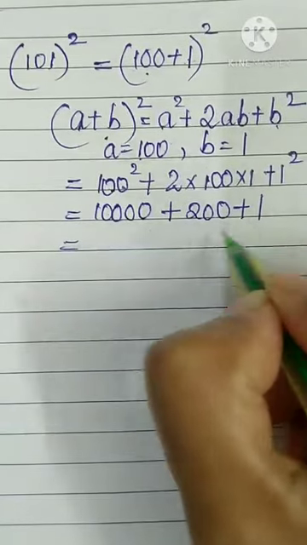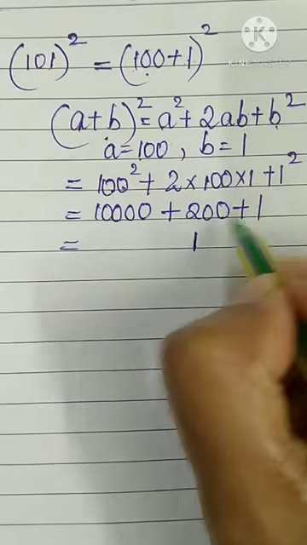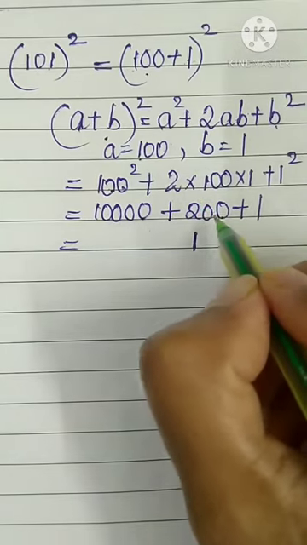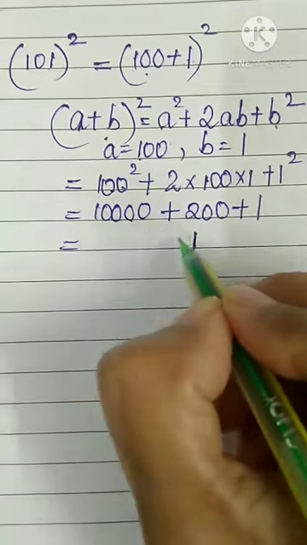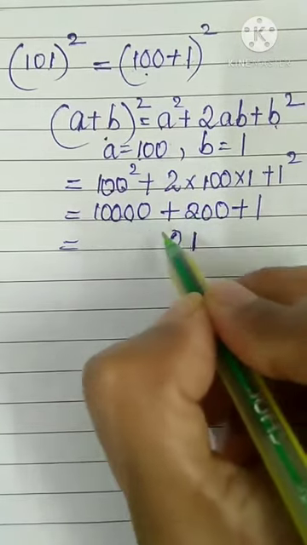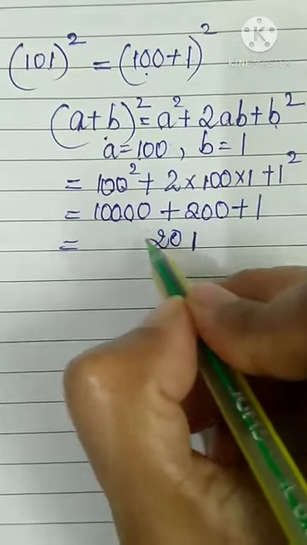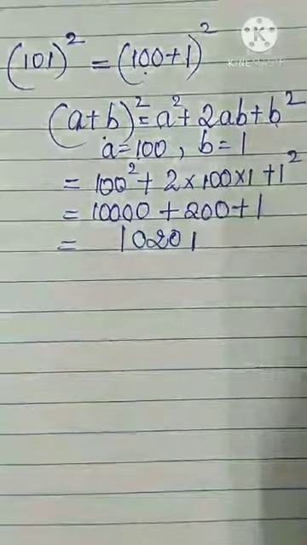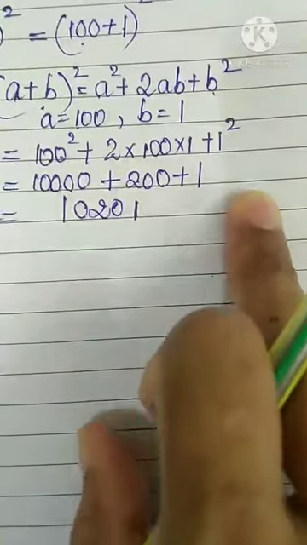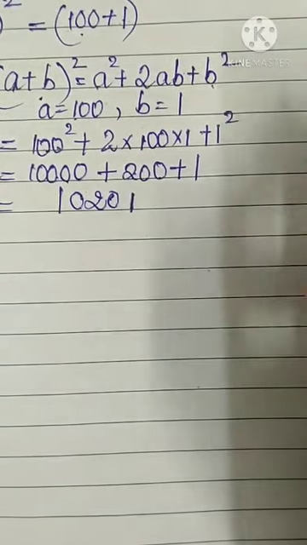Now carefully add from the units place. Now 0 plus 1 will be 1. Then you have 0. Then you have 2. Then you have 0 and 1. Okay. You can't add this way horizontally. Write the numbers vertically and add.